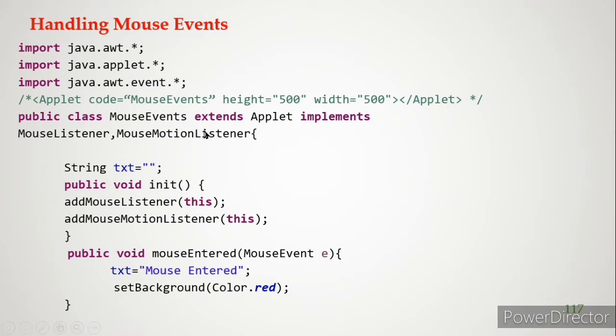There are 7 methods. 5 methods are defined in the mouse listener and 2 methods are defined in the mouse motion listener. In the mouse listener: mouse clicked, mouse pressed, mouse released, mouse entered, mouse exited. These 5 methods are defined in the mouse listener. In the mouse motion listener: mouse dragged and mouse moved, which are related to movement of the mouse cursor. These two are defined in the mouse motion listener. We need to handle all of these events, and for that we will write a program. I will explain it in Eclipse now.